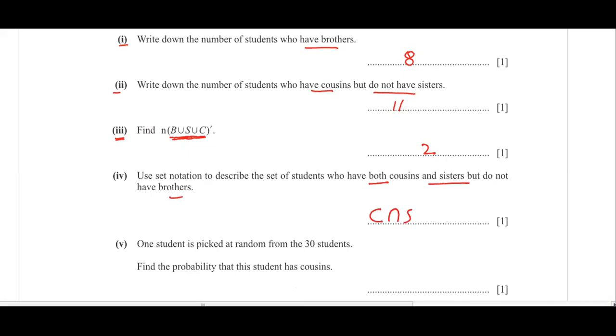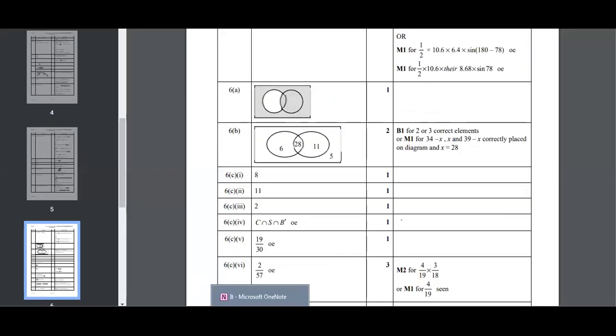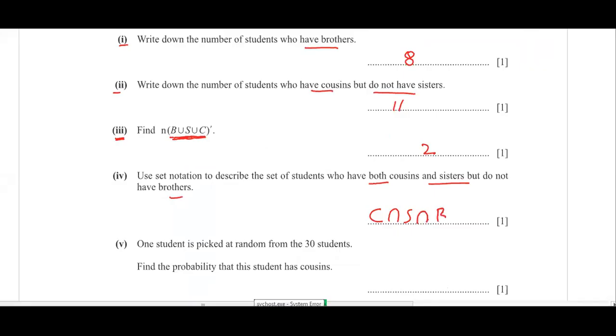Not brothers means it will be B complement. Intersection B complement. So this will be the set notation that can be used. I mean, we can say they have cousins and sisters both, but not brothers. B complement will be for that.